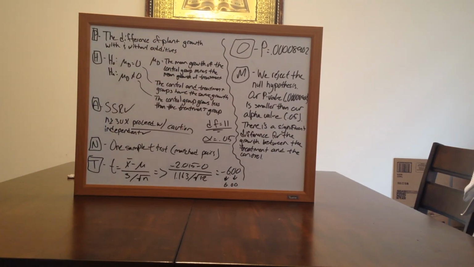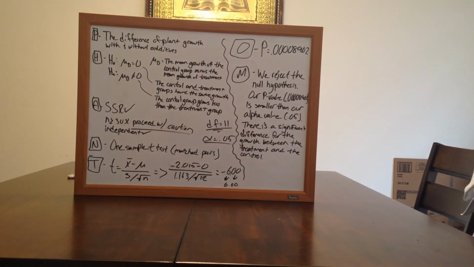How do we know that it's 11? It's the smallest sample size minus 1. In this case, both sample sizes were 12, so minus 1 would be 11. And our alpha value we picked before the test was 0.05 because that's the best alpha value to use.